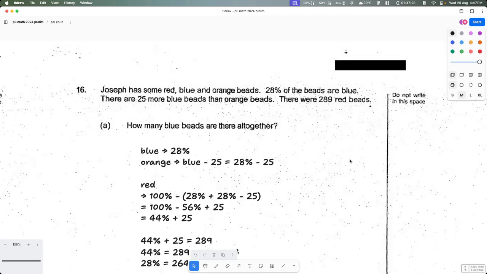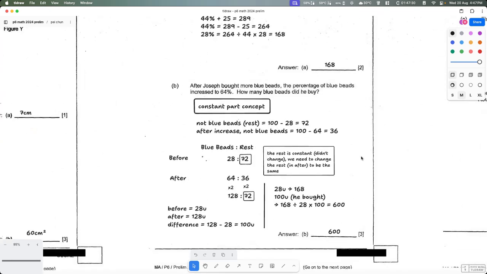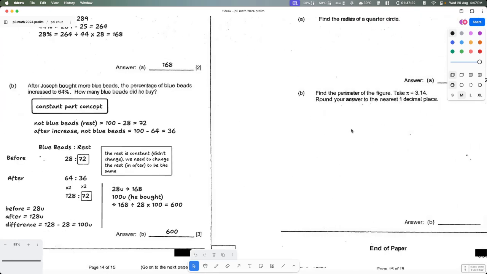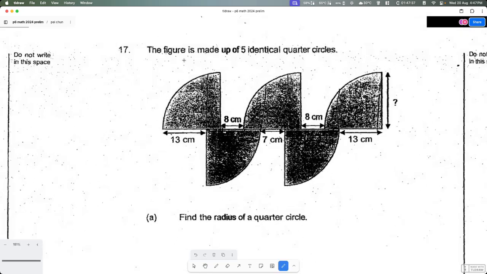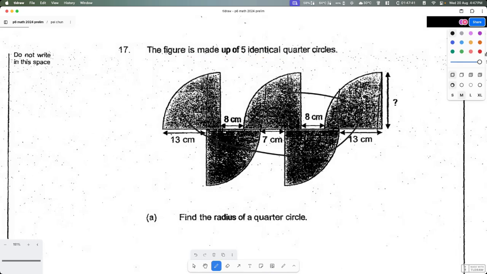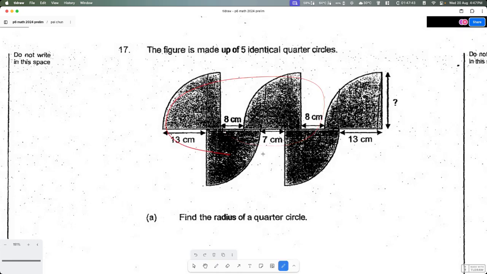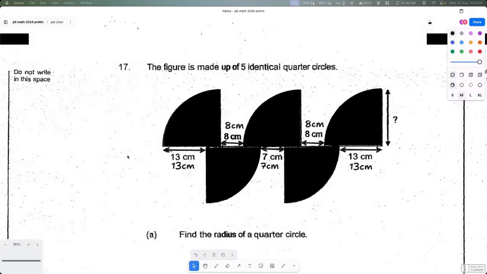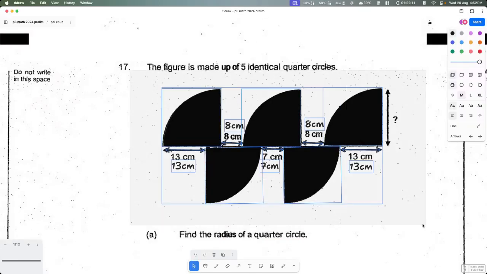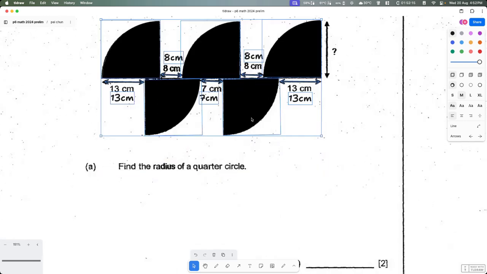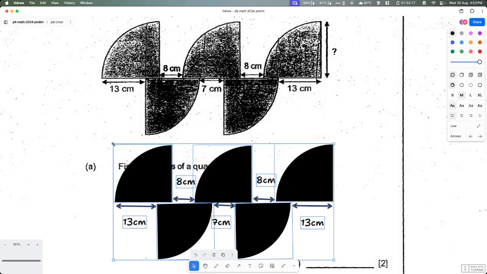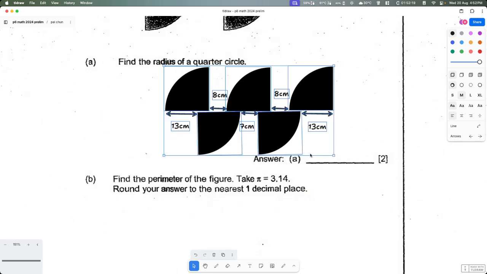Alrighty, that's it for question 16. Let's move on to the last question, question 17. Okay, so the figure is made out of 5 identical quarter circles. That's what you see over here. Okay, so find the radius of the quarter circle. Okay, so what I'm going to do is I'm going to move this maybe around here. Okay, so that's what you see over here, right?